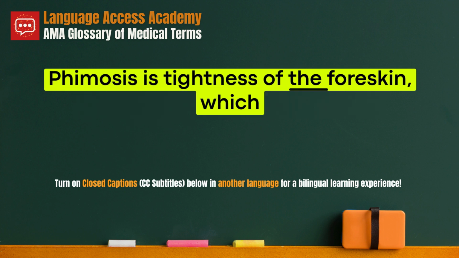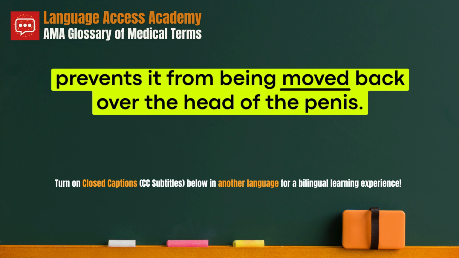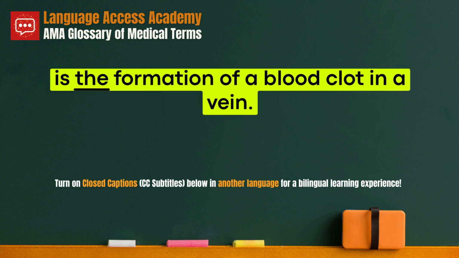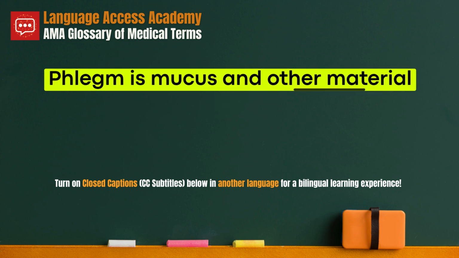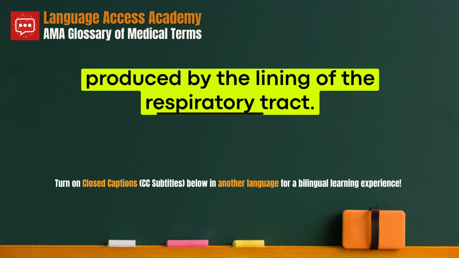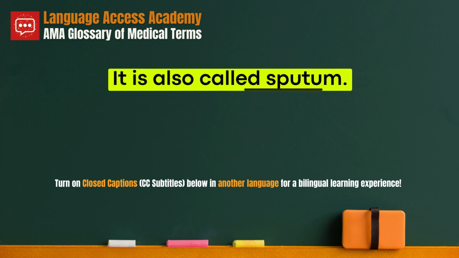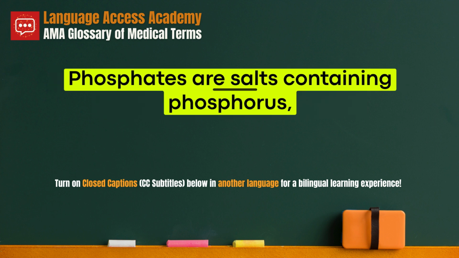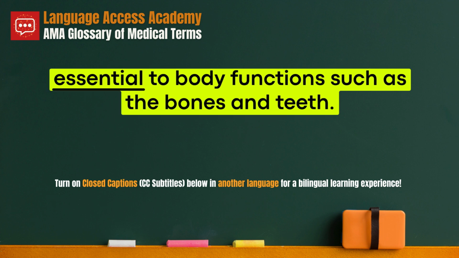Phimosis is tightness of the foreskin, which prevents it from being moved back over the head of the penis. Phlebitis is the inflammation of a vein, while phlebothrombosis is the formation of a blood clot in a vein. Phlegm is mucus and other material produced by the lining of the respiratory tract. It is also called sputum. A phobia is a persisting fear of and desire to avoid something. Phosphates are salts containing phosphorus, essential to body functions such as the bones and teeth.